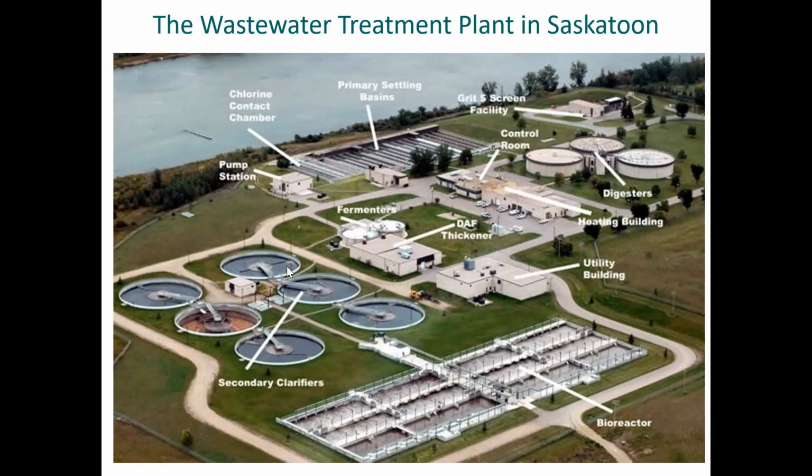But you can see they've got some round clarifiers. They've got these bioreactors. So the bioreactors are just where the bacteria is and they're adding oxygen. The DAF thickener, that's kind of at the beginning where they're adding the air and skimming things off of the surface. And they have these big digesters in Saskatoon because they have a lot more farm waste they're dealing with, which means a lot more cellulose. And so they need these big anaerobic digesters.